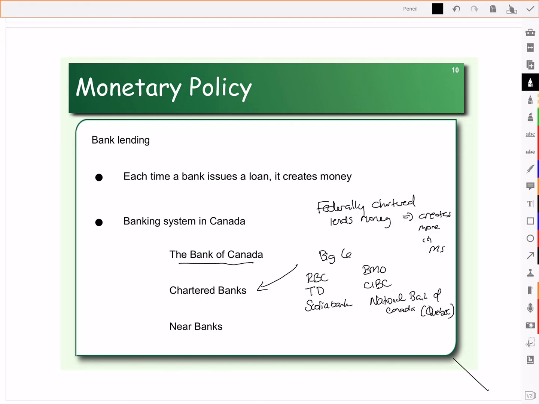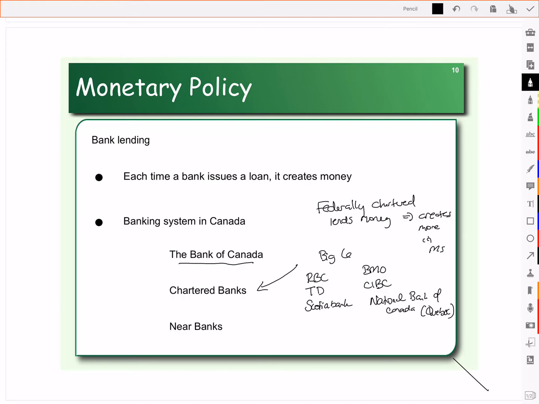So when we think about federally chartered banks, really these are the banks that we're thinking about. There are other banks, as I said, there were 32 Schedule I banks, but the other ones are much smaller and much more recently approved to be a federally chartered bank. So whenever Royal Bank, BMO, TD, whenever they lend money, it creates money in our money supply.